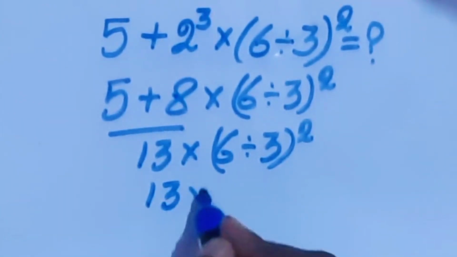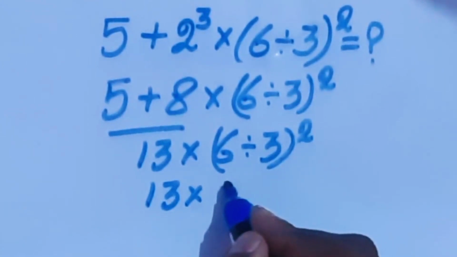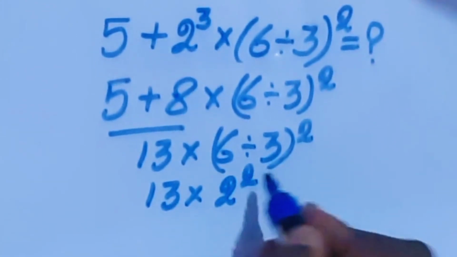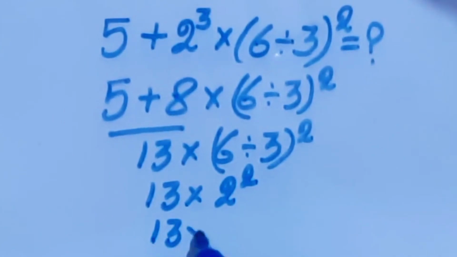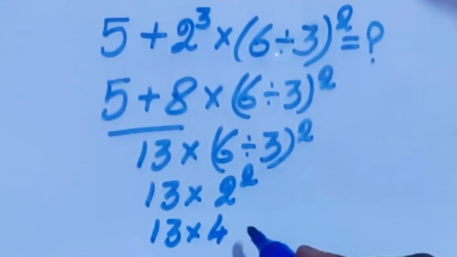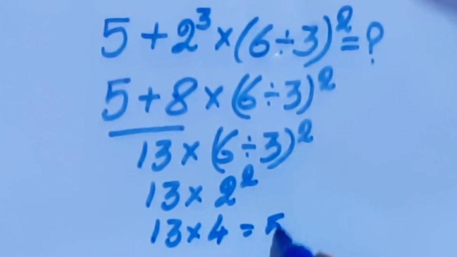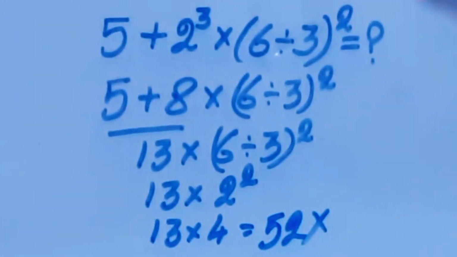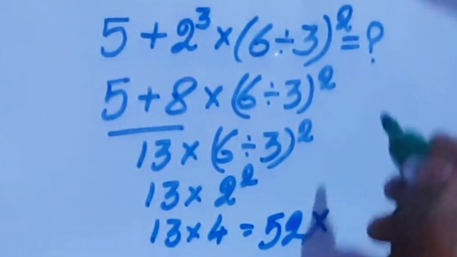Here 13 times 6 divided by 3 is 2 power 2. Here 13 times this 2 power 2 is 4. Here 13 times 4 is 52. 52 is the wrong answer. As per the order of operations, this 52 is the wrong answer.